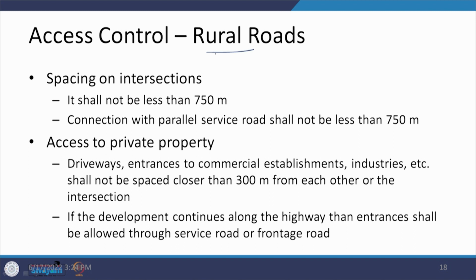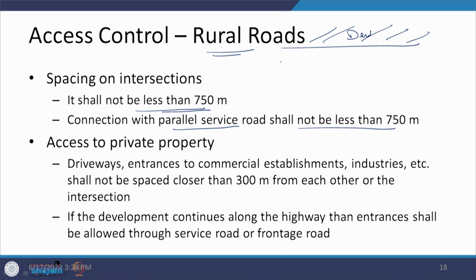When we look at rural roads, the spacings shall not be less than 750 meters. Connection with the parallel service road shall not be less than 750 meters. That means, if there is a development here and a service road has been provided on this side, and this is a major carriageway, and this service road is being separated out by way of a median.